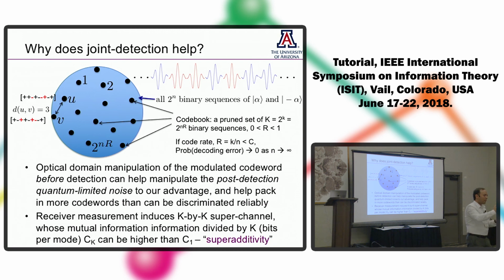But when I'm not using the Dolinar receiver, when I'm using this Holevo capacity achieving receiver, my measurement is directly acting on the sequence of alphas and minus alphas. If you let yourself do that, then you can pack in more of these that you can discriminate exactly with zero error probability, or close to zero error probability as n goes to infinity.